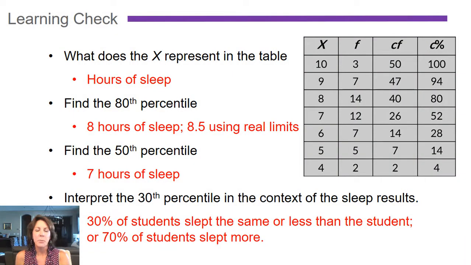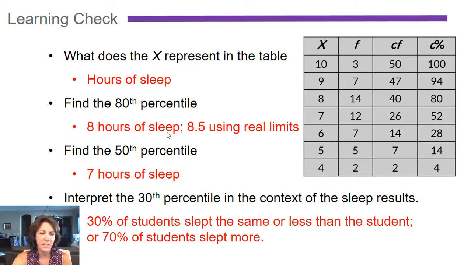So X represents in the table the hours of sleep. So they are listed here. The lowest score reported was 4 and the highest score was 10. 3 students reported having 10 hours of sleep per night. Lucky. 2 students reported having 4 hours of sleep. Oh dear. And then the frequency obviously is the number of students who had scores at each of these categories.